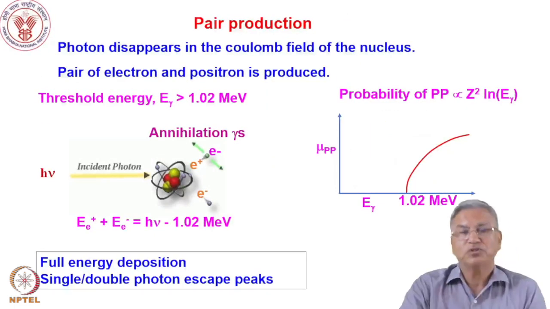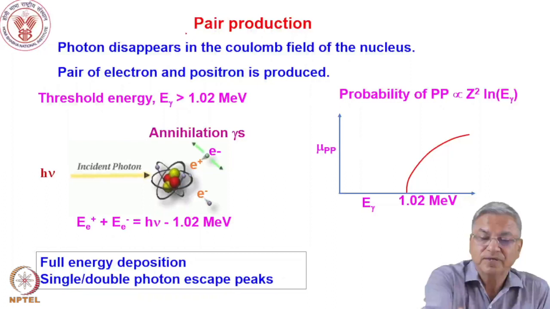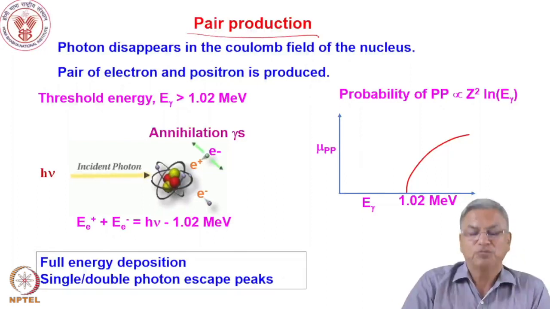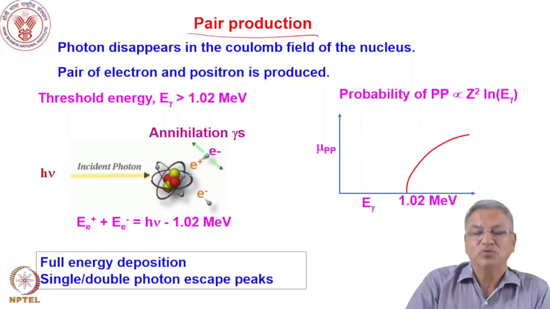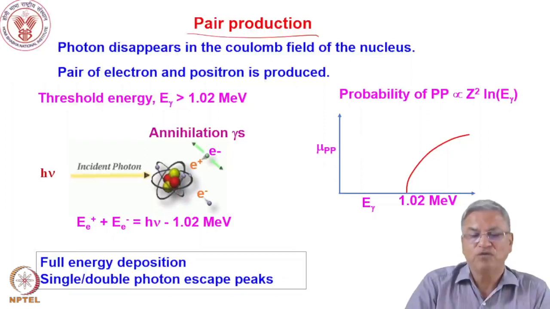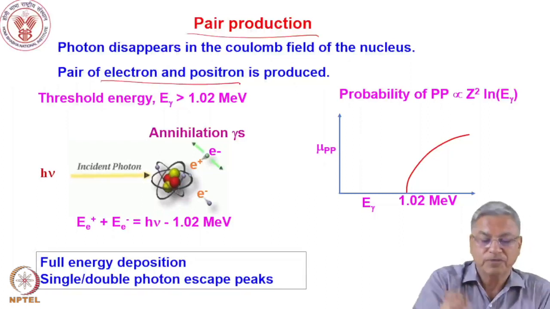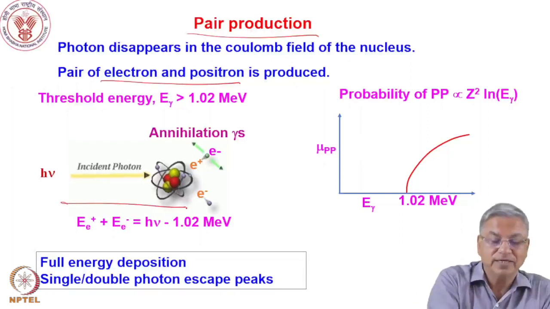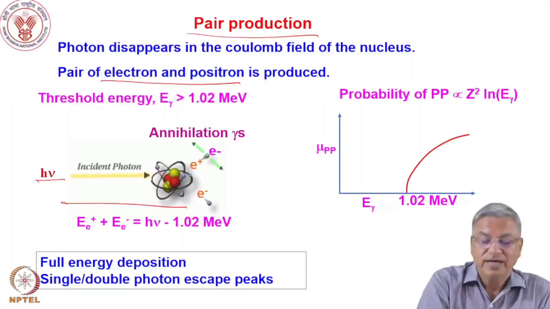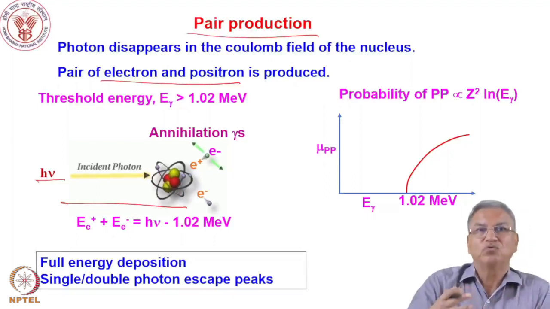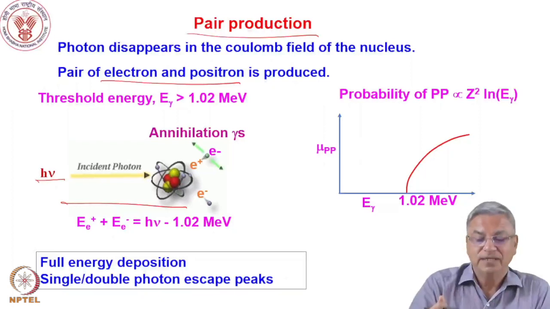Now the third process is pair production. Essentially, in this process also, the photon is completely lost. The photon is absorbed in the Coulomb field of the nucleus, and the energy of the photon is used in producing a pair of electron and positron. This process is seen schematically here: the incident photon comes in the vicinity of the nucleus, and the energy of the photon is taken up by the nucleus.